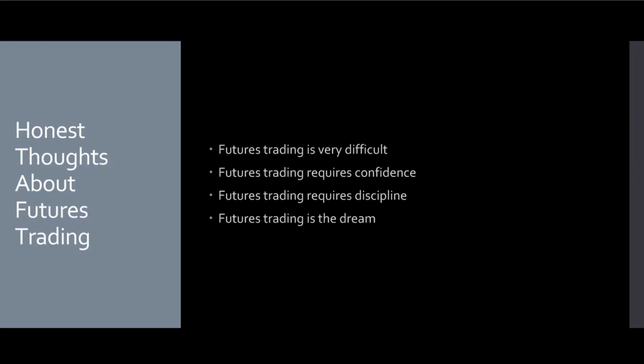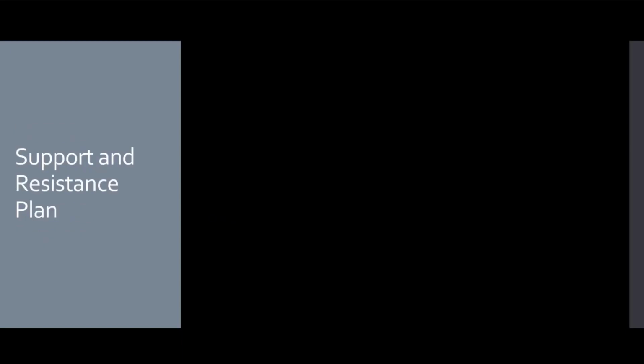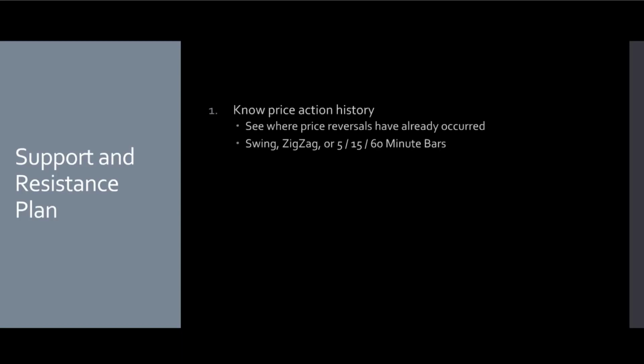So let's get into it. I believe the path to success is through support and resistance. So this is going to be an overview of how I see support and resistance. And the first thing is that you have to know the price action history, and I'll have an indicator for that. Looking at the price action history, we need to see where the price reversals have already occurred. We're going to do that through the swing indicator, through the zigzag indicator, or through any kind of minute bars. And we'll get into more detail.